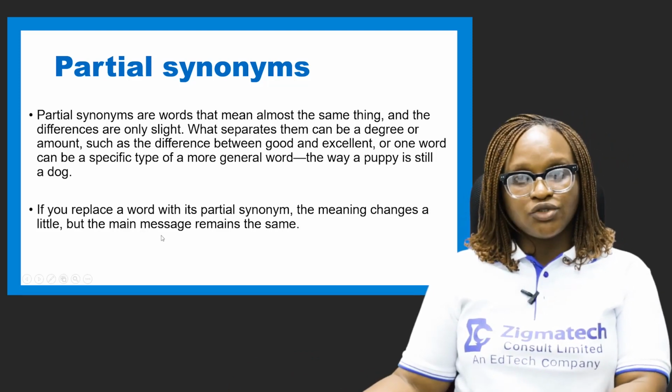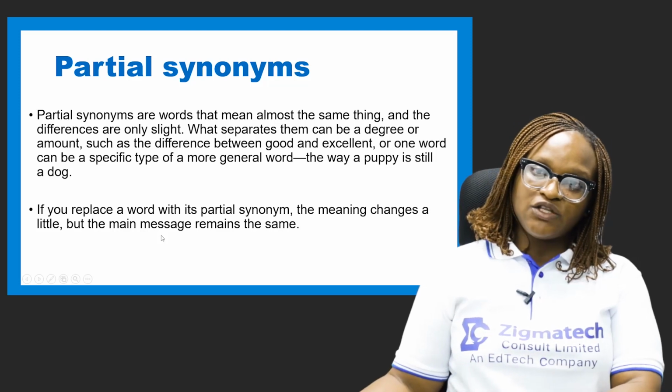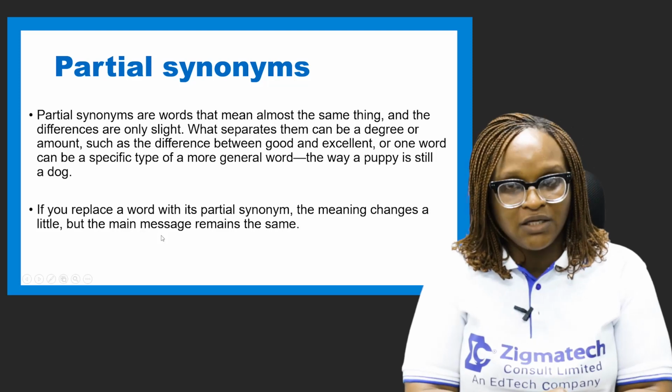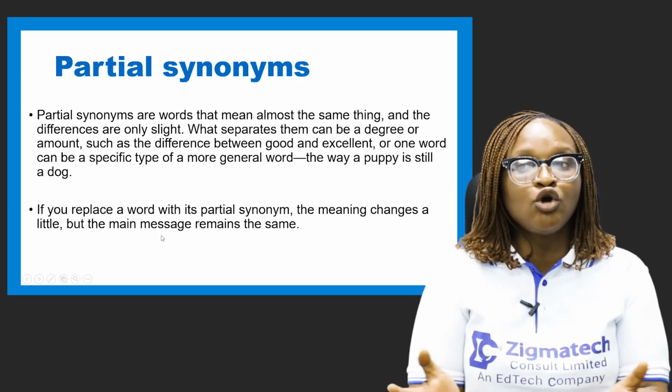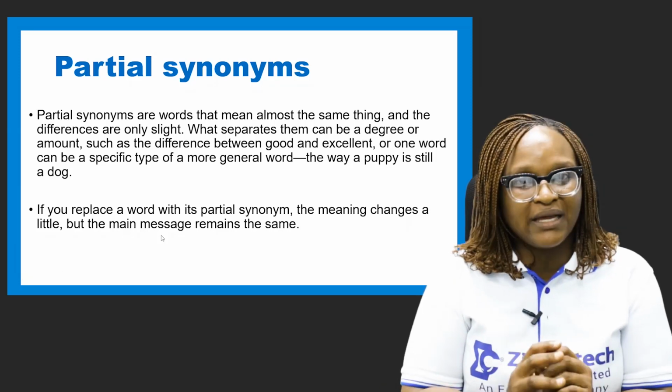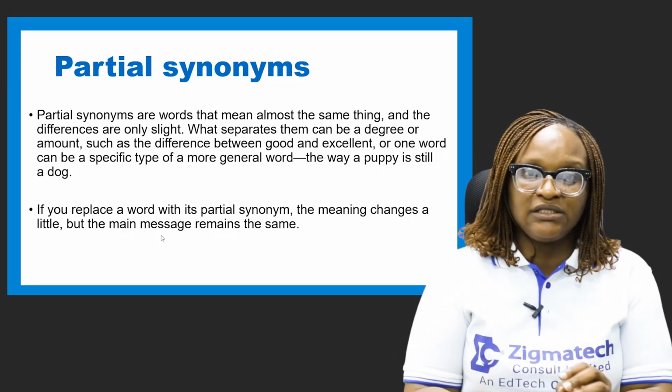So we're looking at partial synonyms. The next type of synonym is the partial synonym. Now let's look closely at that. Partial synonyms are words that mean almost the same thing, and the differences are only slight. You could hardly notice this difference.